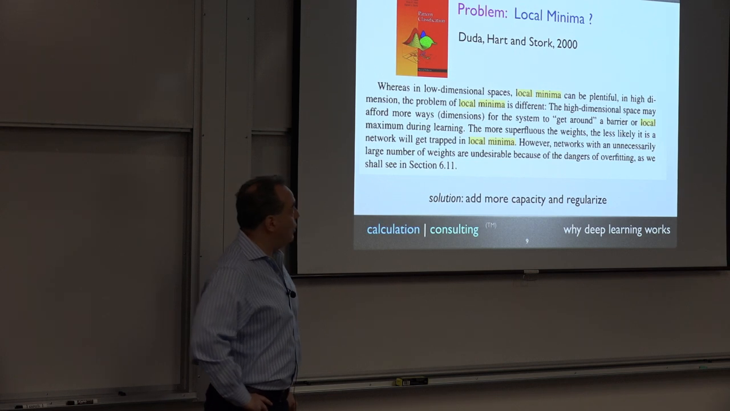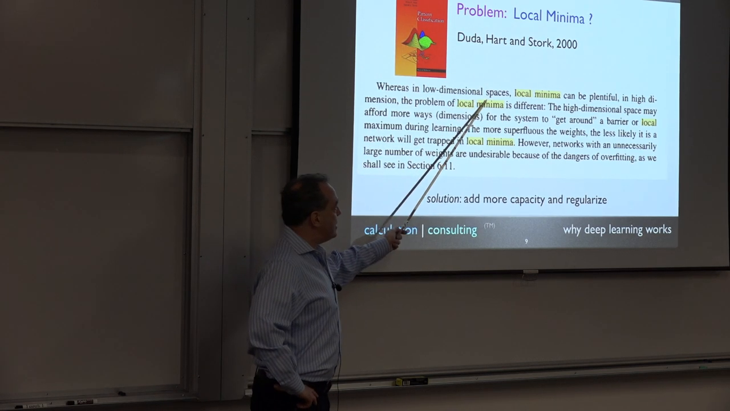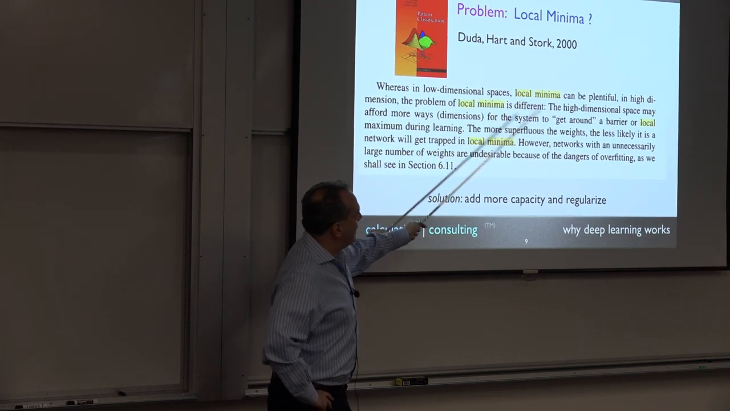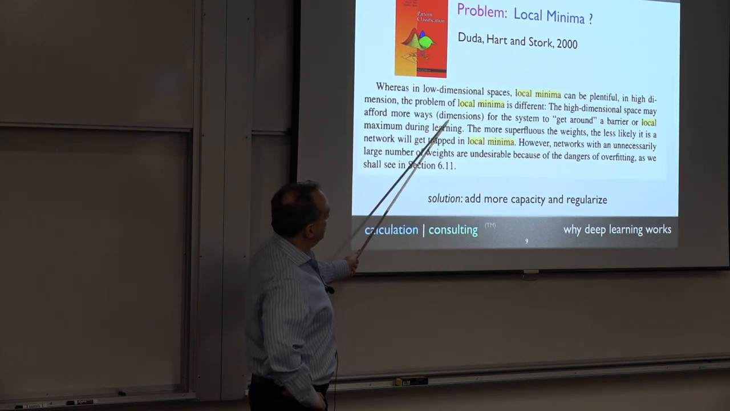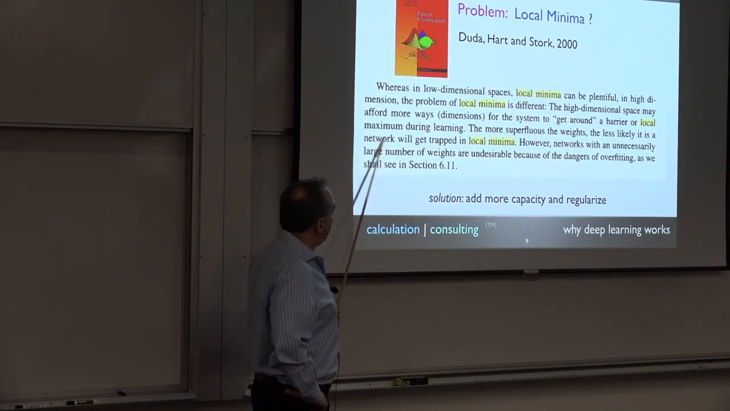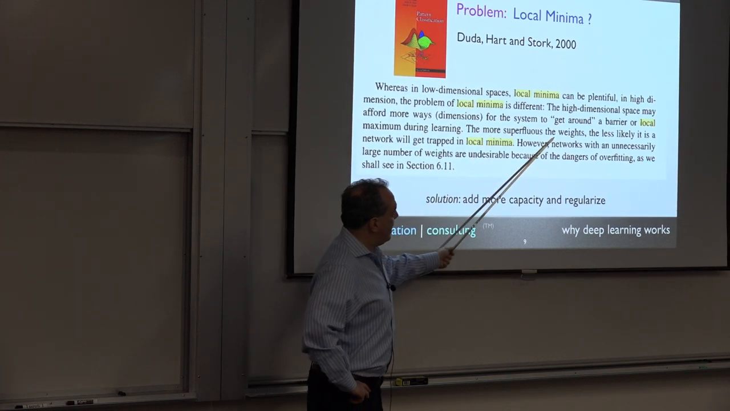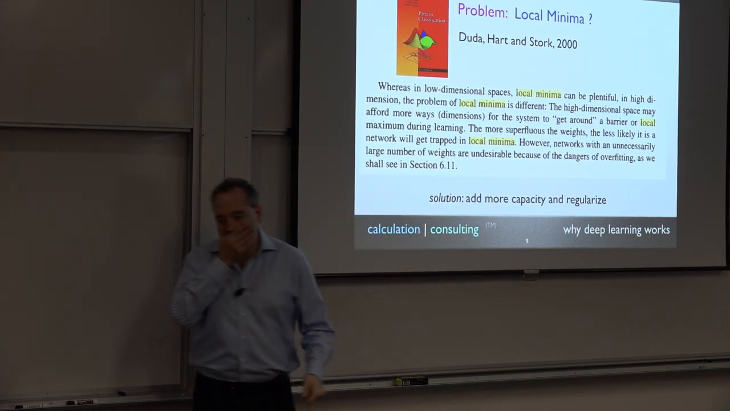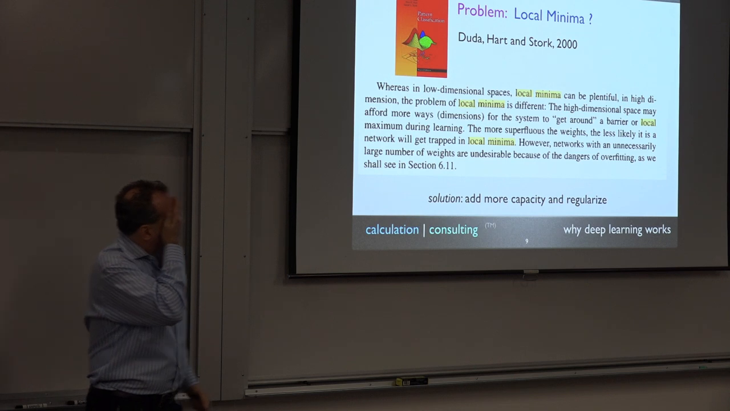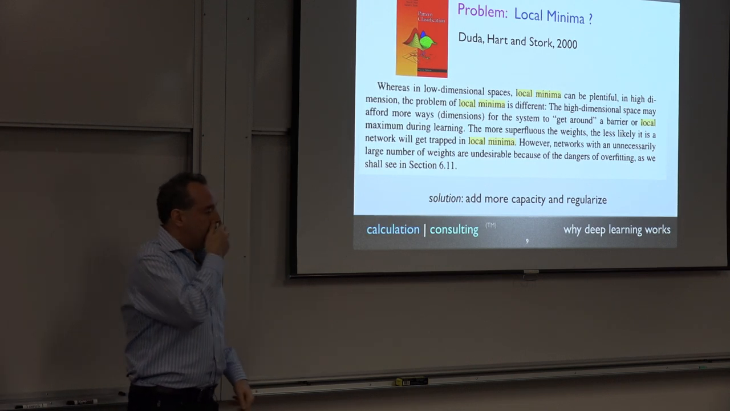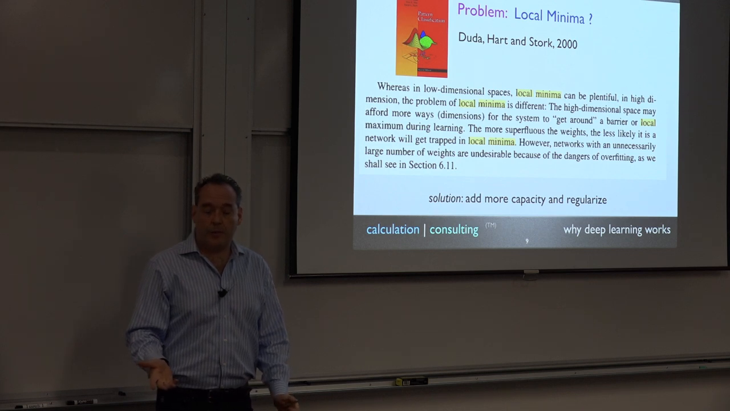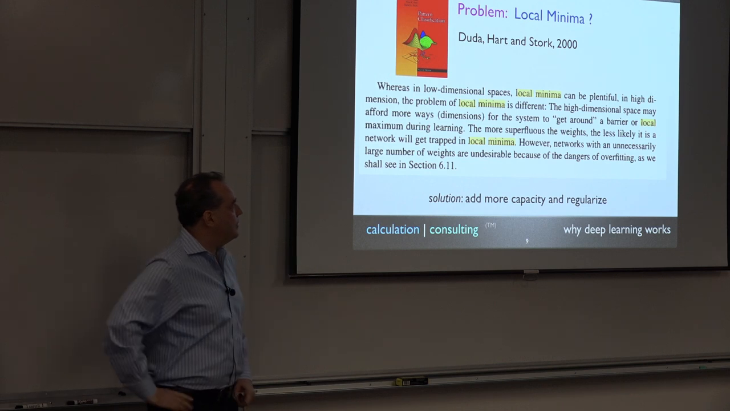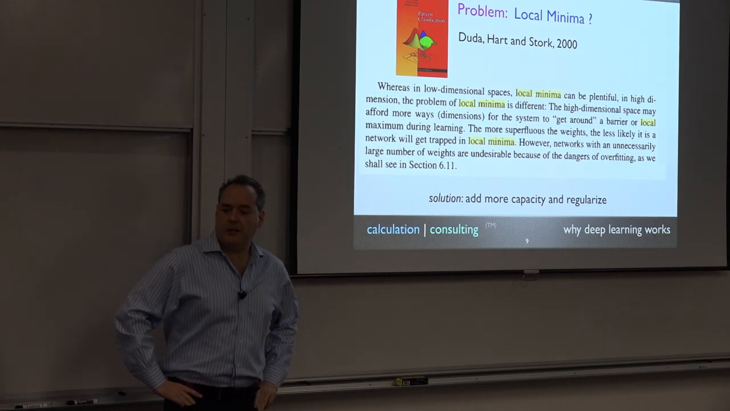And even back then, it was suggested that when you're in a low-dimensional space, local minima can be plentiful. In high-dimensional spaces, the problem of local minima is different. The high-dimensional space may afford more ways or dimensions for the system to get around barriers or local maxima during learning. So the more superfluous the weights, the less likely it is the network will get trapped in local minima. We understood this back in the 90s: these things don't suffer from problems of local minima. In fact, I even comment, anyone who thinks that these systems suffer from local minima really hasn't read some of the old literature or studied some of the work by LeCun, which has been known for a long time. The question is, what happened to all the minima?